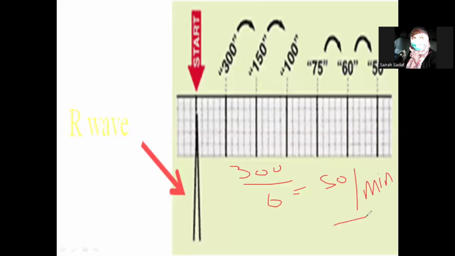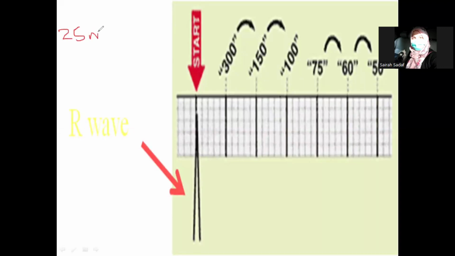Okay, you got this? As you all know, the paper speed of ECG is 25 mm per second. Can you recall this? We have learned this yesterday, that the paper speed is 25 mm per second. 25 mm means 25 small squares per second. Yeah, it's the same thing. If I say 25 small squares, or if I say 5 large squares, it's the same thing.